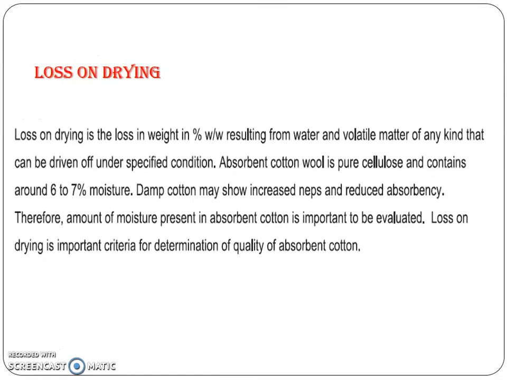Then the concept of loss on drying. Loss on drying is a loss in weight in percent weight by weight resulting from water and volatile matter of any kind that can be driven off under specified conditions. Absorbent cotton wool is pure cellulose and contains around 6 to 7% moisture. Damp cotton may show increased neps and reduced absorbency. Therefore, the amount of moisture present in absorbent cotton is important to evaluate. Loss on drying is an important criterion for determination of quality of absorbent cotton.